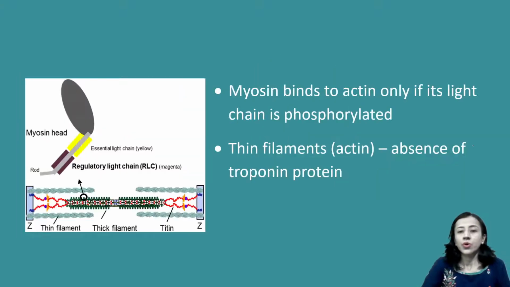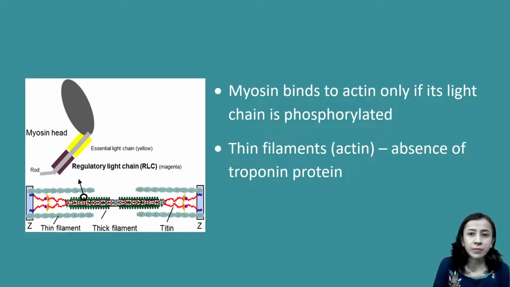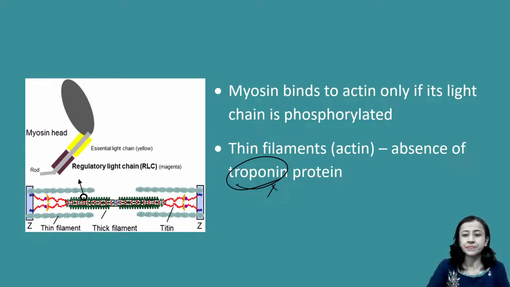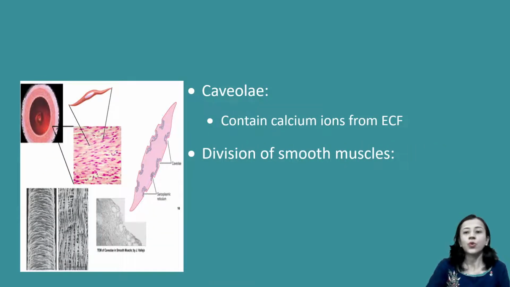Fine. Now, another is myosin. Here you can see this is myosin, but myosin is present, but it is not well developed, or you can say it is not well organized like skeletal muscle. So myosin is different from the skeletal muscle in that it binds to the actin only if the light chain is phosphorylated, and there is light chain phosphorylase kinase. Okay, light chain gets phosphorylated and it binds with the actin. Actin binds with the myosin. Fine. And in the thin filament, actin, as we have discussed, troponin is absent. Okay. So this is the myosin head, and that gets phosphorylated.